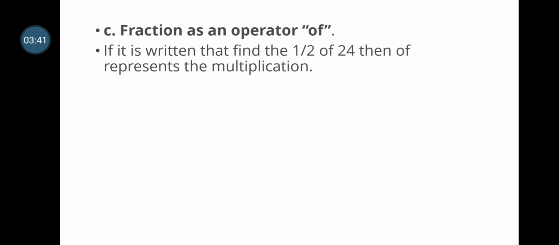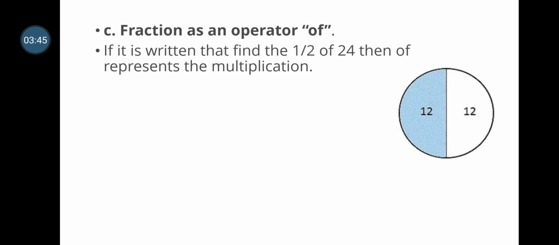So half of 24 should be written as half into 24, 1 by 2 into 24. So again we know how to multiply a fraction and a whole number. So 24 by 2 you will get, so 24 divided by 2 is nothing but 12.